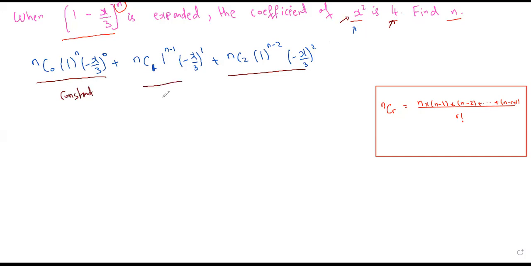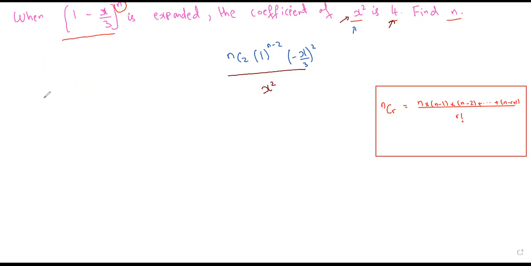Then this is the term which has x to the power 1, and this is the term which has x to the power 2. So I'll rub all the other ones and we'll talk about this one only. Okay, right. Now this is what I have. First, let's see how to write NC2. I'll use this.